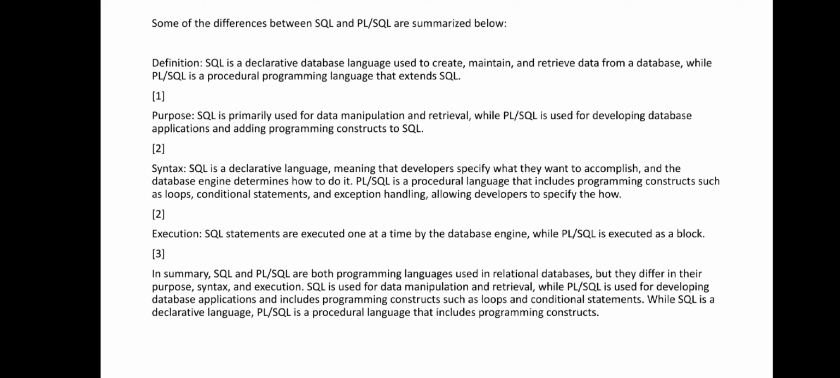In summary, SQL and PL/SQL are both programming languages used in relational databases, but they differ in their purpose, syntax, and execution. SQL is used for data manipulation and retrieval, while PL/SQL is used for developing database applications and includes programming constructs such as loops and conditional statements. While SQL is a declarative language, PL/SQL is a procedural language that includes programming constructs.